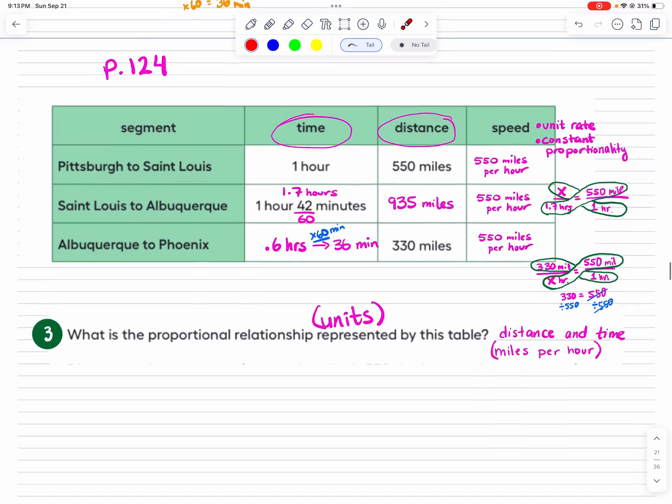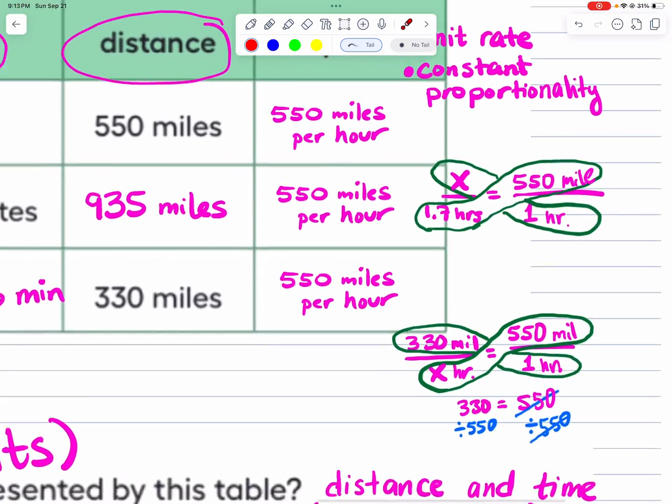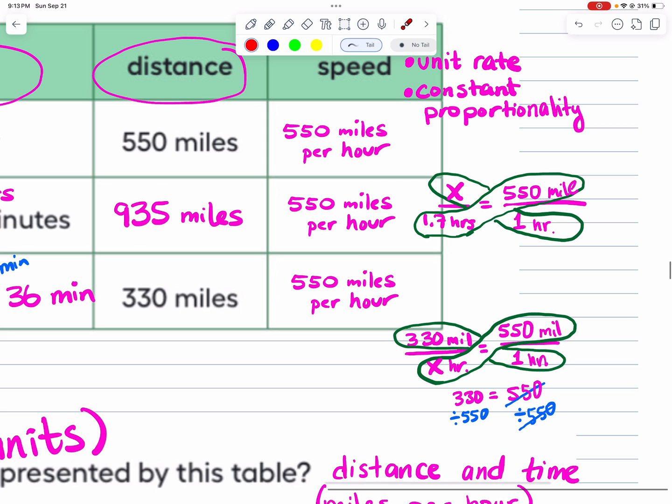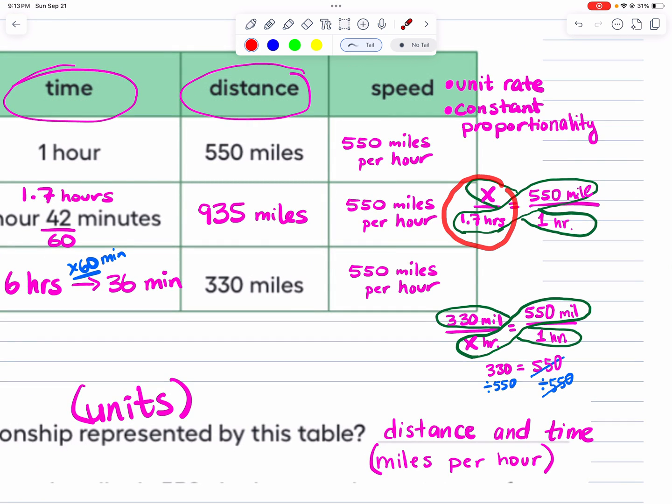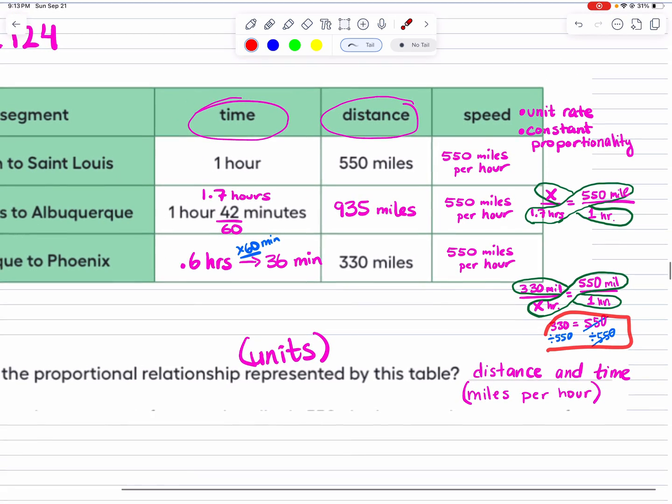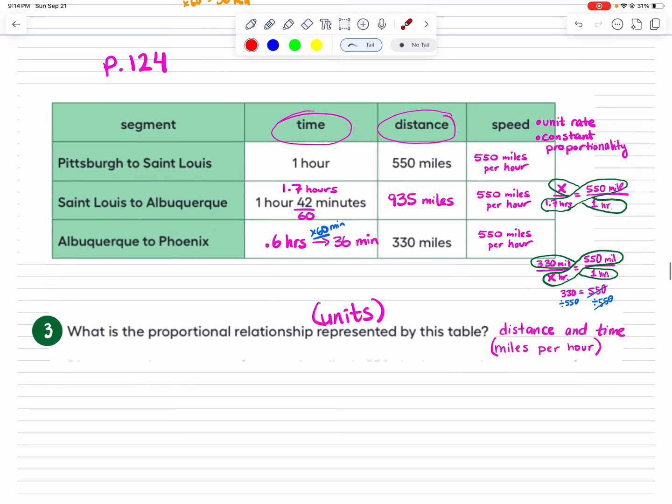All right. So we have this table. Here's another way you could have done it. You could have also done equivalent ratios with a variable and just cross multiplied, and you would have found the same exact thing, 935. Multiply these two and these two, and then all you do is divide both sides, and you get the same answers. Two different methods. So what is the proportional relationship represented by this table? Well, we know that distance and time are proportional because they have the same constant of proportionality.